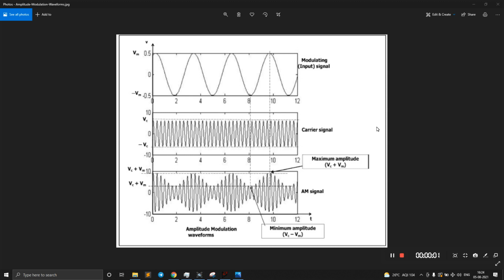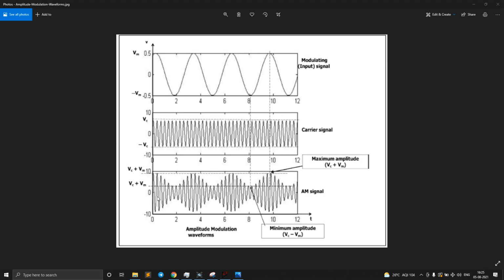Amplitude modulation. Here, basically, the amplitude of this carrier wave c(t) is varied linearly in accordance with the instantaneous values of the modulating or message signal. That means here we have the carrier wave, and in the AM signal the carrier wave amplitude varies with respect to the modulating or message signal m(t). So whenever the m(t) amplitude changes, we can observe the AM signal's amplitude also changes.